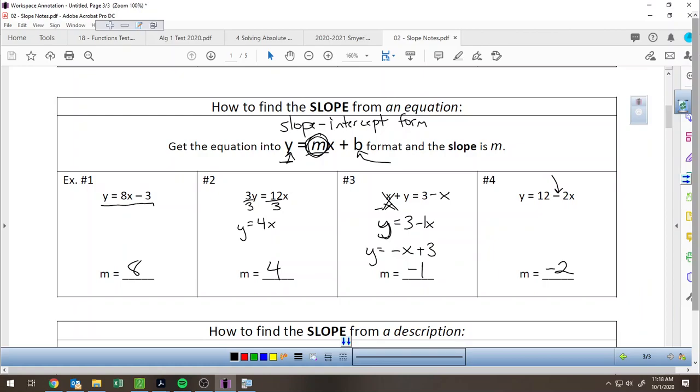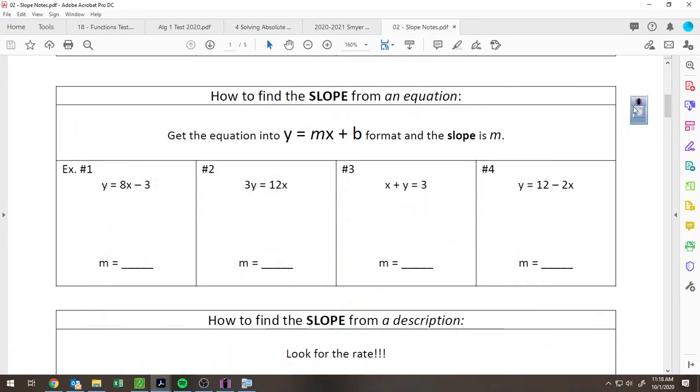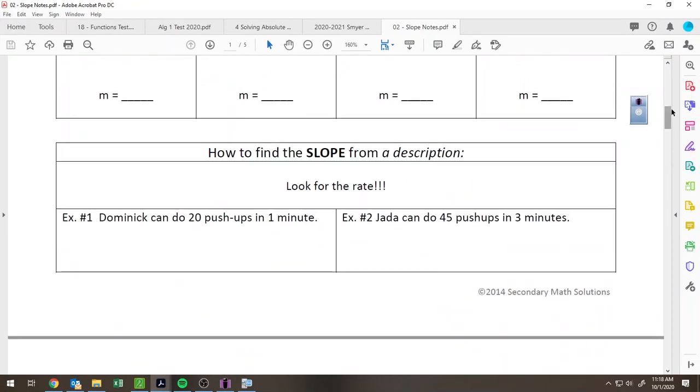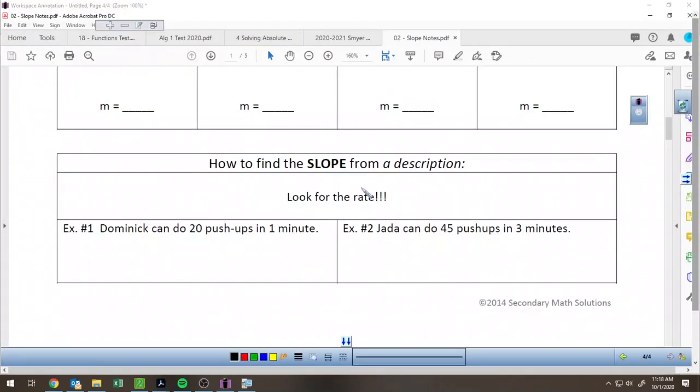Can we do that? Let's find slope from a description. Slope is nothing but the rate. Give me some rates that you deal with on a daily basis. It's like blank per blank is a rate. You don't do it yet, but eventually you're going to drive to school. What rate do you have to deal with when you drive to school? Miles per hour. That's a rate.